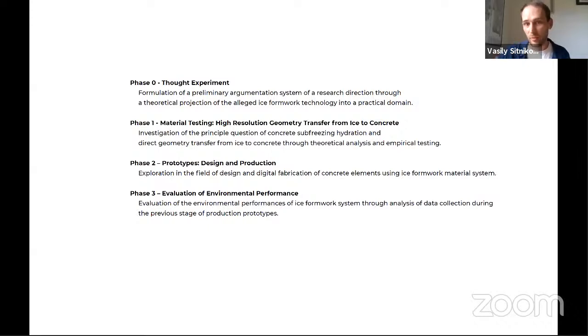From there, I picked up prototyping and tried to envision the production of concrete elements using ice. What form would it take with all the digital means we have today? And the final stage was the evaluation of environmental performance conducted on top of the prototypes. The prototypes also helped to collect data in order to estimate what energy consumption it would require, because in general, I had no idea how much energy refrigeration at an industrial level would use, right?